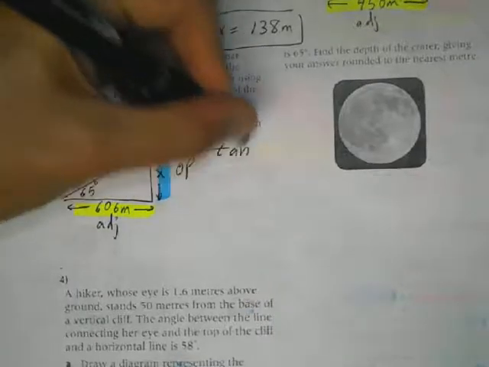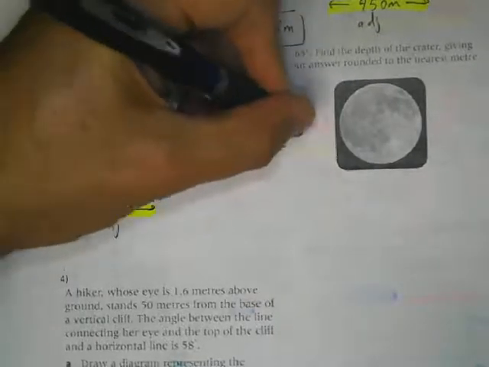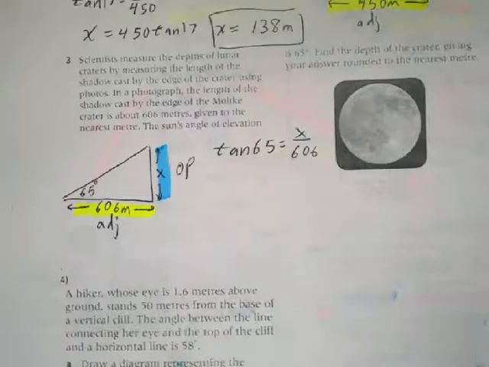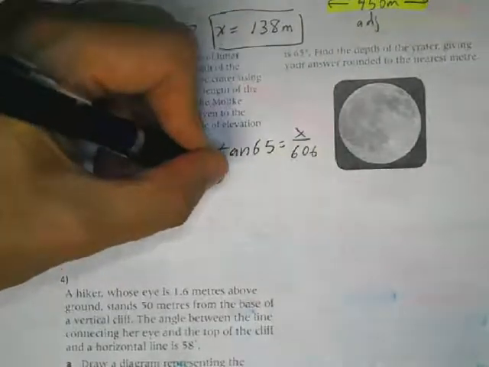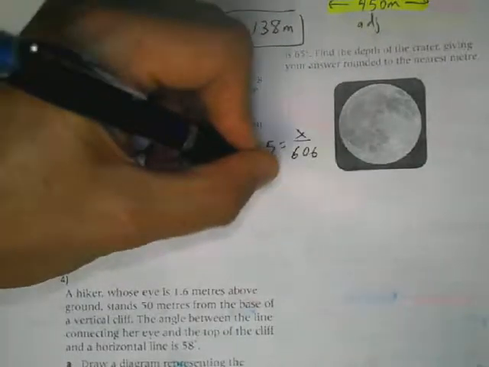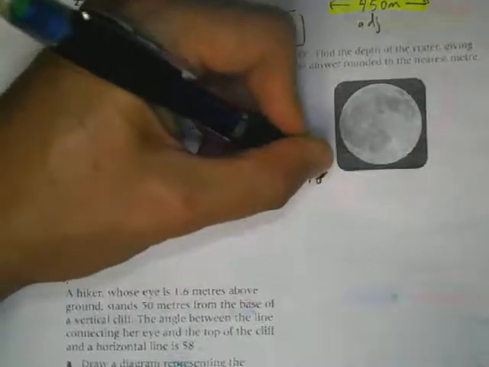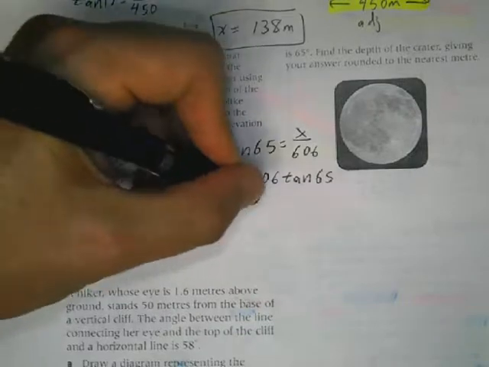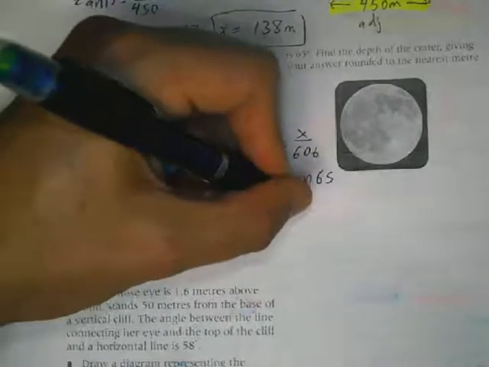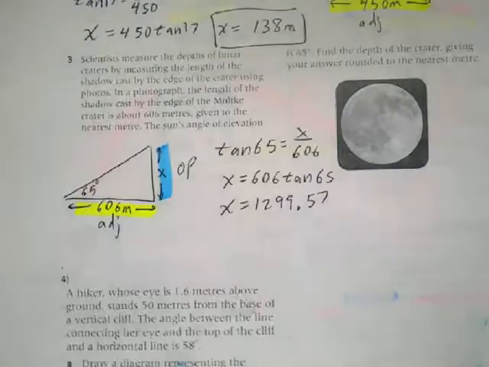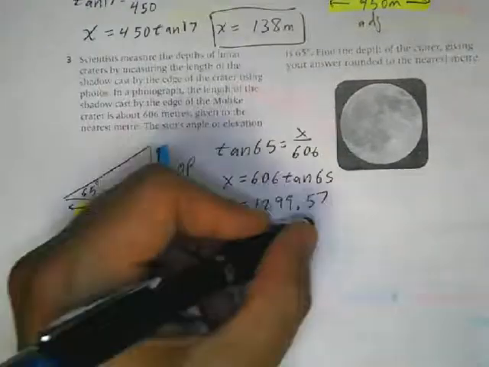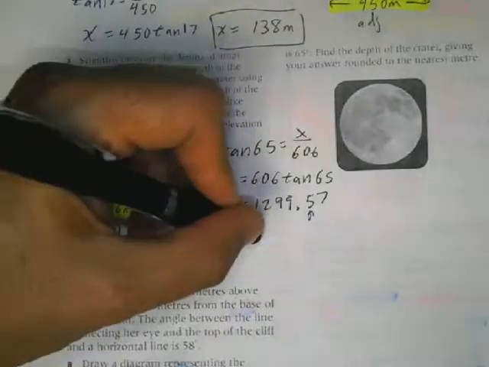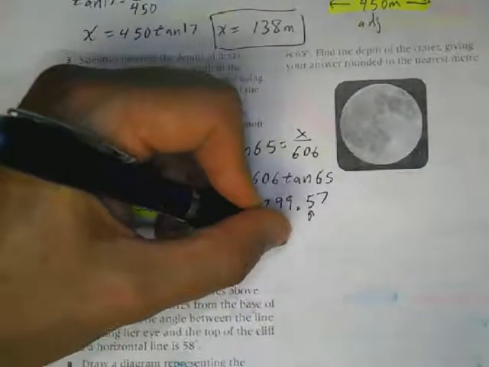Tangent 65 equals opposite over adjacent, so x over 606. Multiply 606 on both sides. I get x equals 606 tangent 65. And then I put that in my calculator. x equals 1299.57. Round to the nearest meter. Because this is a 5, we round that up. So we get x equals 1300 meters.